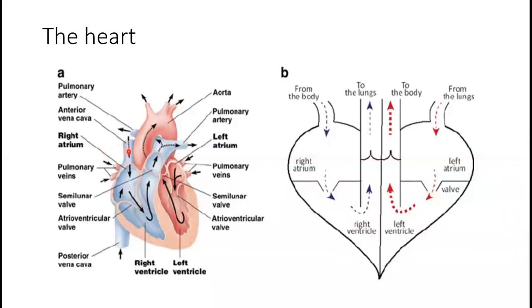This is the anterior vena cava. It collects the deoxygenated blood from the upper body. Both posterior and anterior vena cava pour their blood into the right atrium. Then from the right ventricle, it is the pulmonary artery. This pulmonary artery takes the deoxygenated blood to the lungs for oxygenation, for the diffusion of gases.